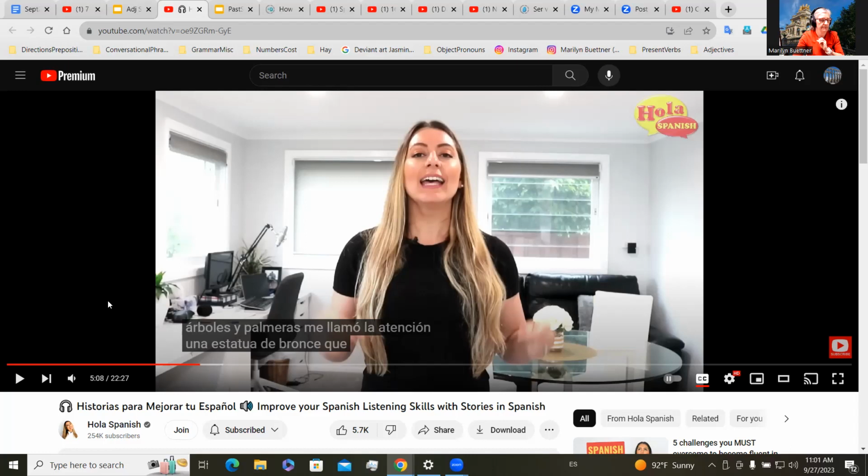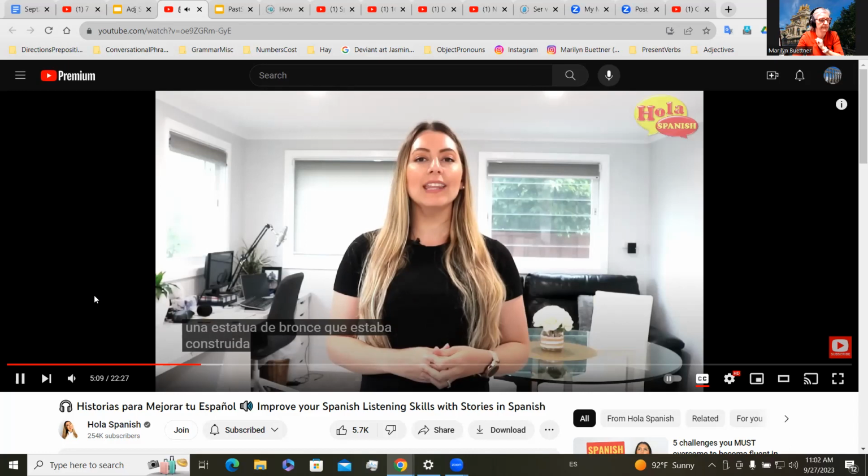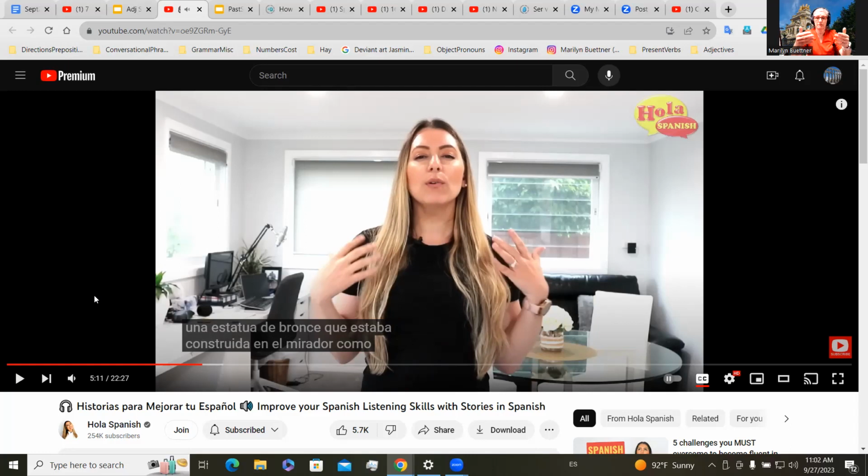It got my attention. Que estaba construida en el mirador. Which was built on this viewpoint. Estaba construida is, again, just a description of where that thing was located or where it was built in this case. So it was built and set up on this mirador. That's what she's telling us.